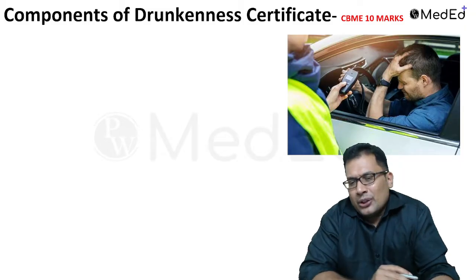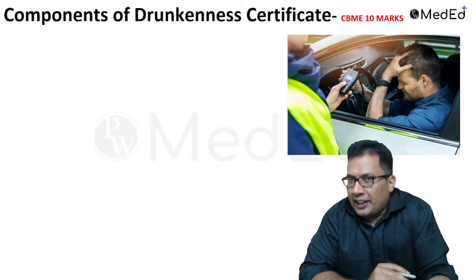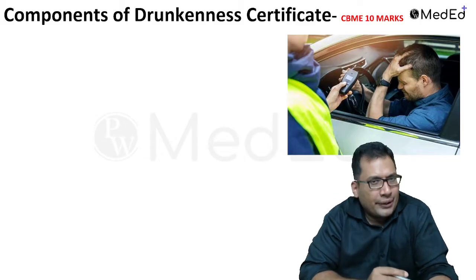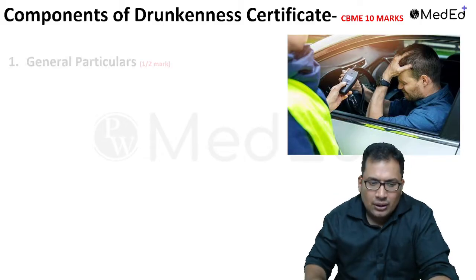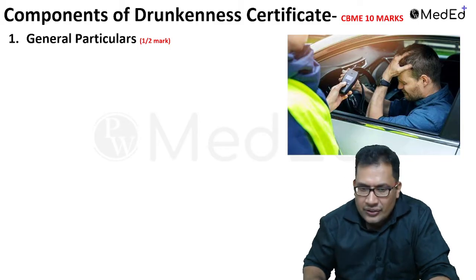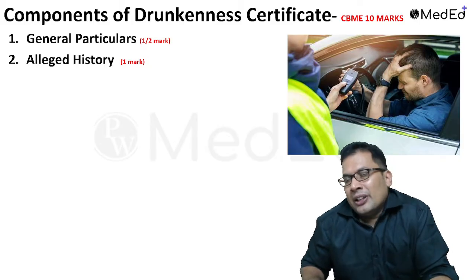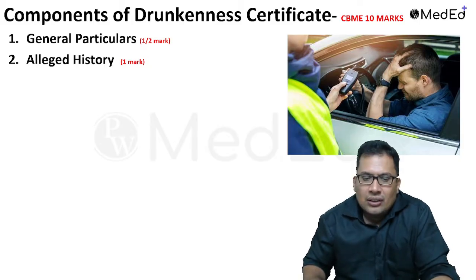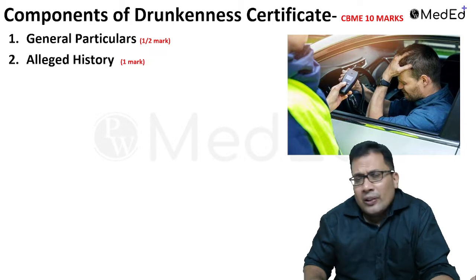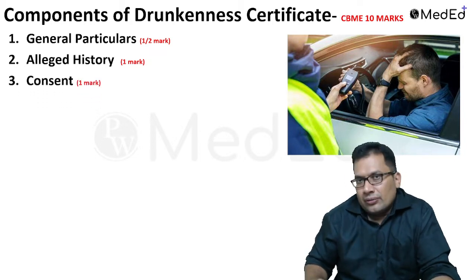What are the components of drunkenness certificate? In CBME, it carry 10 mark. The components basically involves general particulars like name, age, sex, and address. It carry half mark. Alleged history, like example, history of road traffic accident. That carry around 1 mark. You need to write a brief history. Then consent.